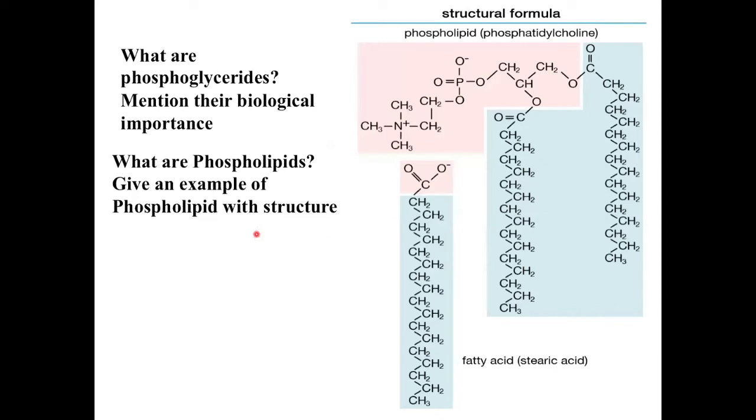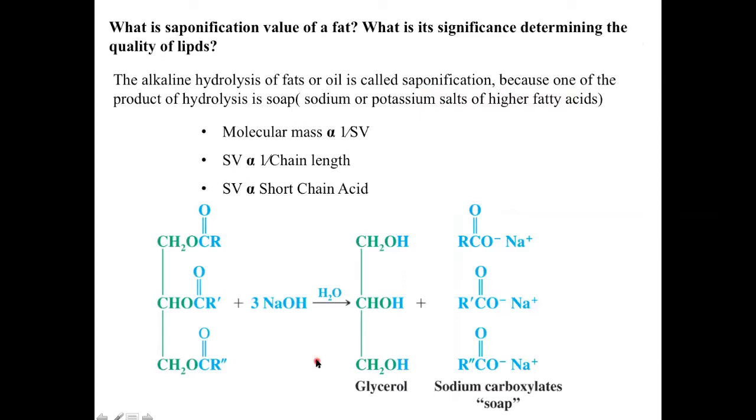Now, the next question is, what are phosphoglycerides? Mention their biological importance. Or similarly, some other questions may be, what are phospholipids? Give an example of phospholipids with structure. As we have already discussed, phospholipids are just examples of the presence of a phosphate group in a triglyceride. So here is a phosphate group, and there are two groups present, one here and another one here. Whichever users can apply. If it is choline, then it is called phosphatidylcholine. It is very difficult to pronounce.